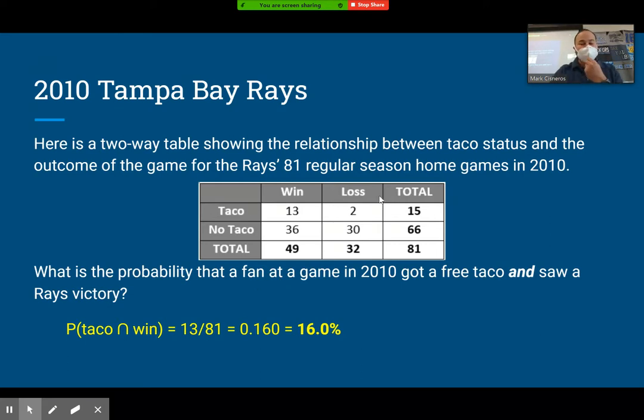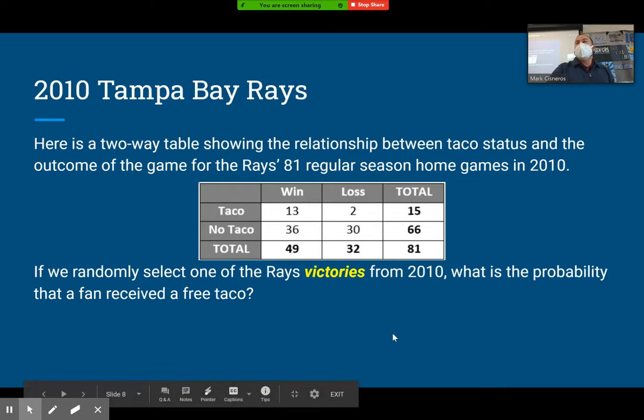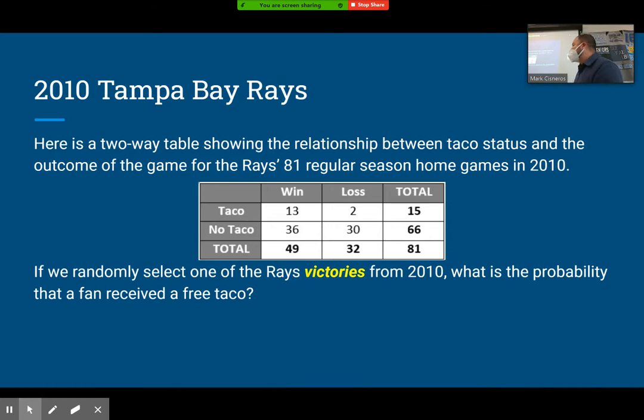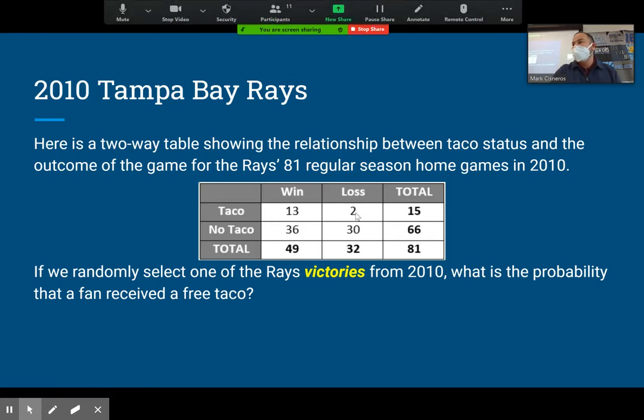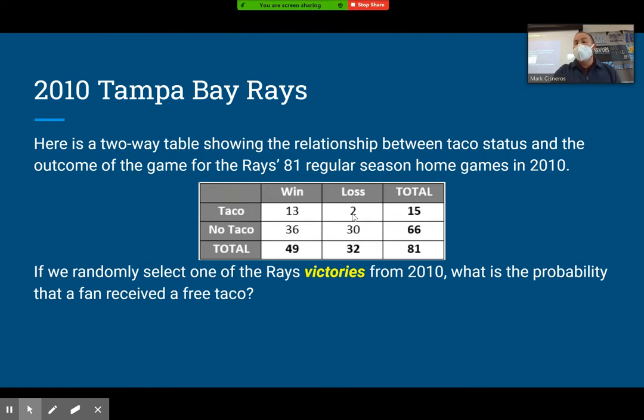All right. Look at the way I've worded this next question. It's a little bit different. If we randomly select one of Ray's victories from 2010, what's the probability that a fan received a free taco? How is this question different? We don't have to put the losses, right? Because we're not talking about all the games. We're only talking about the wins.